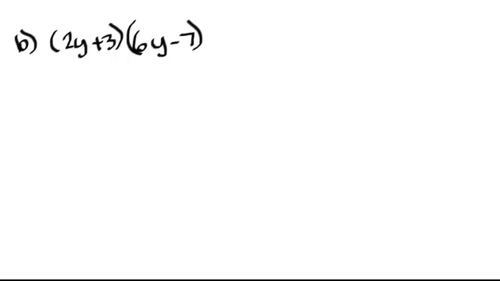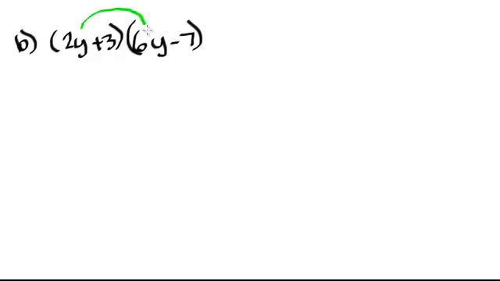Letter B, we're still finding the product. So in letter B, we have the two binomials, 2y plus 3 and 6y minus 7. I can use either method. I can either multiply using FOIL, or I can do the box method. This time I'm going to go ahead and just use the FOIL method.